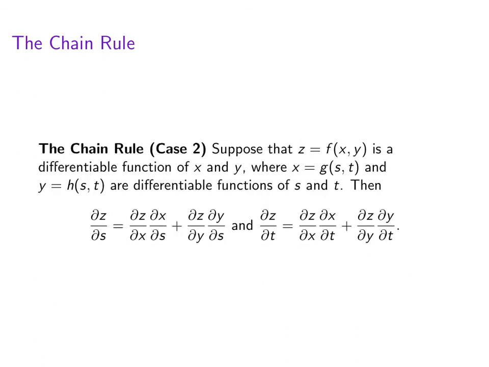All right, so now what we have is case 2 of the chain rule. This says that suppose that z is equal to f of x, y is a differentiable function of x and y, and then x is equal to g of s, t and y is equal to h of s, t. Those are going to be differentiable functions of s and t. Then dz by ds will be equal to dz by dx, dx by ds, plus dz by dy, dy by ds. And a very similar thing for dz by dt.